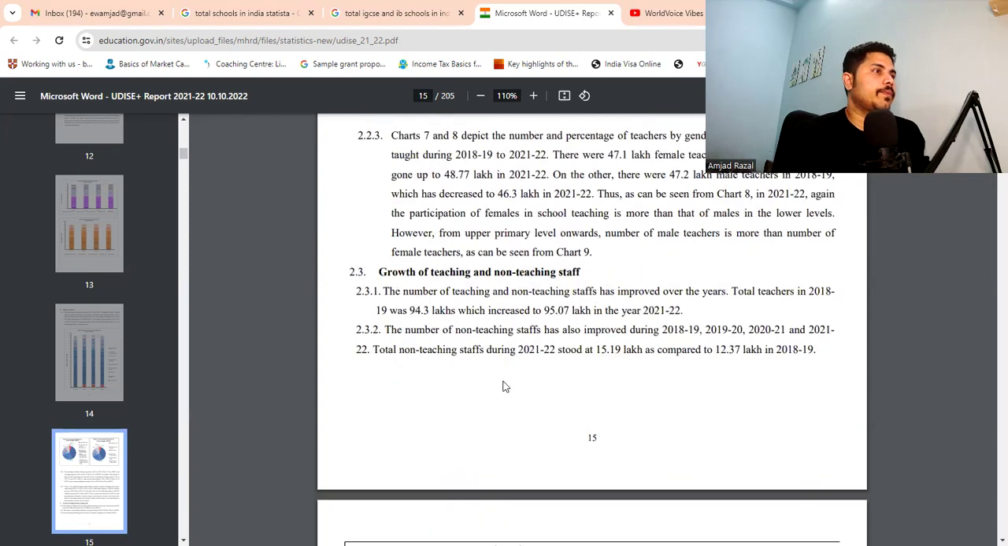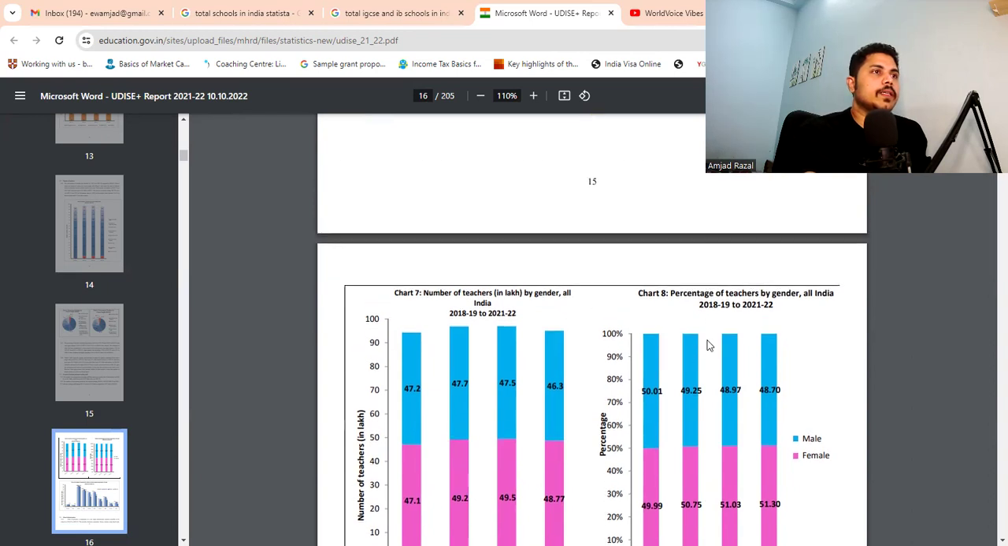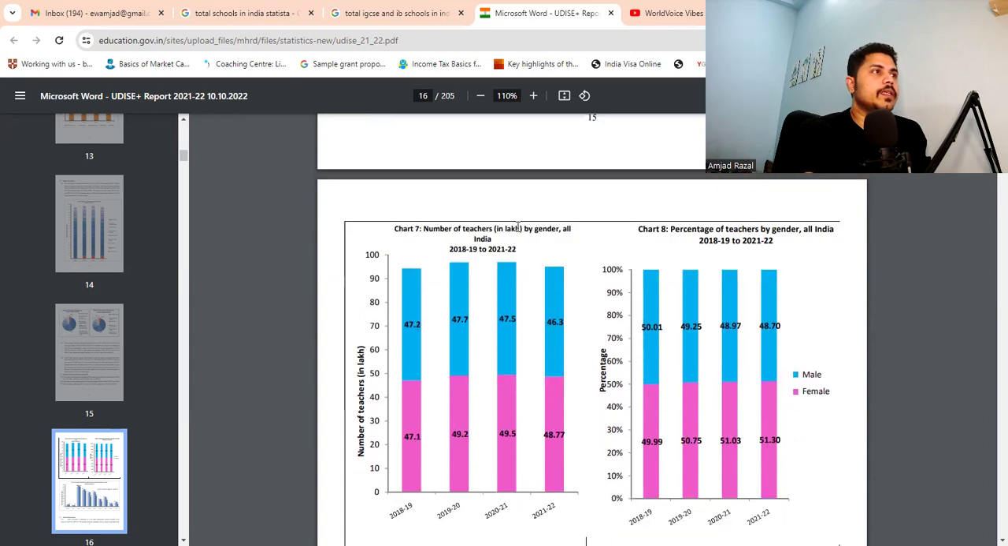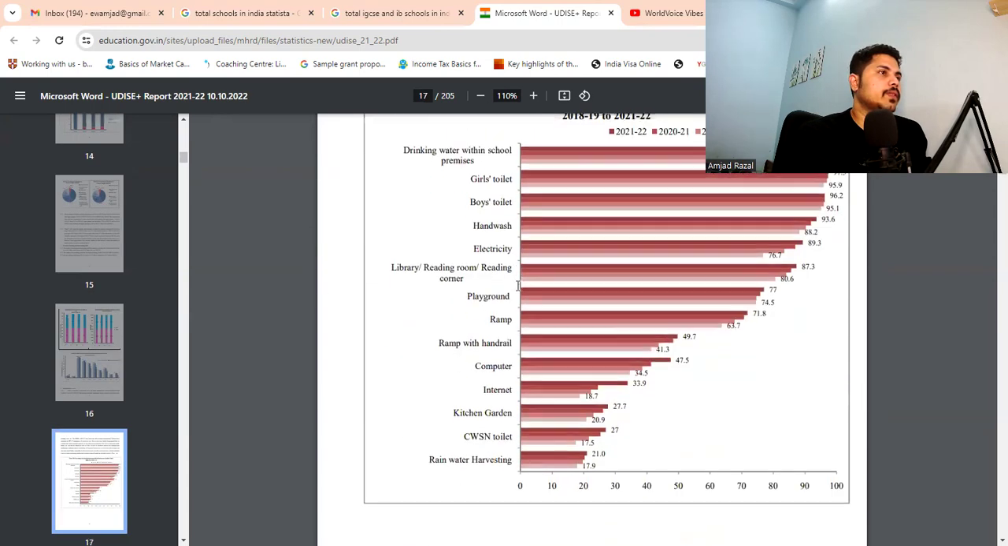Now, this particular data also reveals the gender of the teachers. You see the blue one is for males, and the pink one is for females. As per this color coding, you see the number of teachers working in India by percentage of gender, and this is in lakhs, and this is in percentage. Somewhere it is equal, somewhere it is more, somewhere it is less. 0.5% is the difference. Number of teachers in lakhs by classes taught. The number of classes they normally teach, all the data is available here.